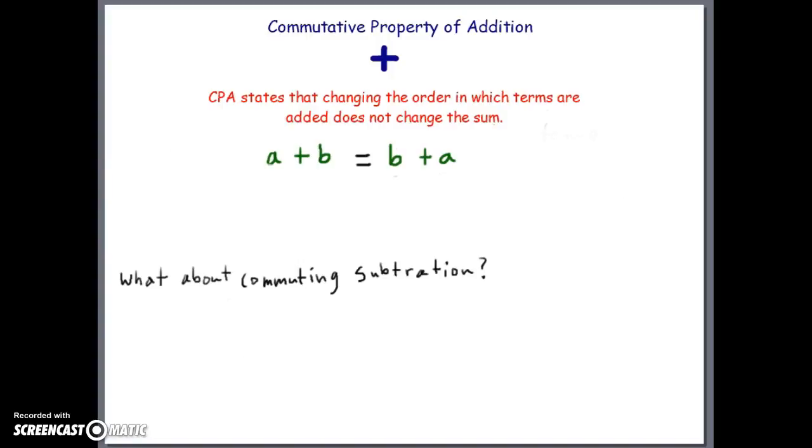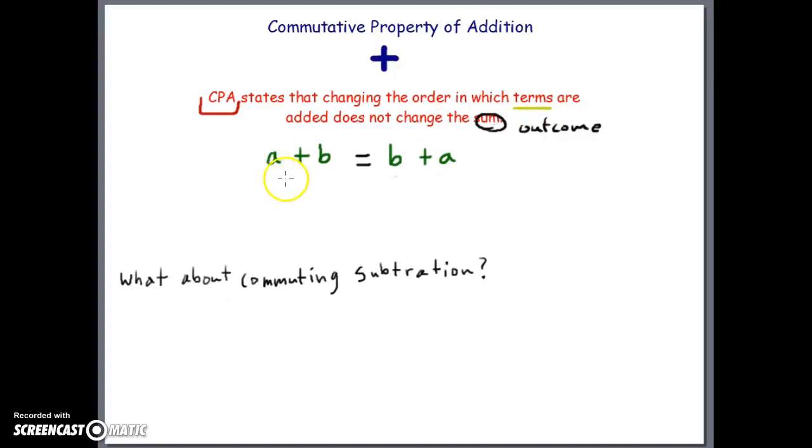All right, so showtime for the commutative property of addition. Let's go ahead and formally define this. CPA is a way that you can code the commutative property of addition in Schoology. This states that changing the order in which terms, there's that vocabulary word, are added does not change the sum. Another way of thinking about the word sum is the outcome. Changing the order that terms are added does not change the outcome.